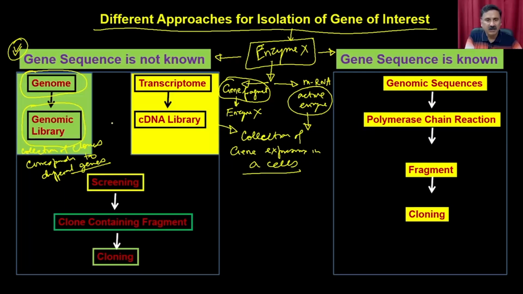The genomic library takes care of all the genes, which means the genomic library will contain the cDNA library, but the cDNA library will not contain the genomic library. Whatever genes you see in the cDNA library will also be present in the genomic library, but whatever genes you see in the genomic library may or may not be present in the cDNA library.